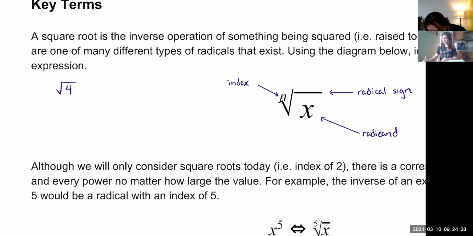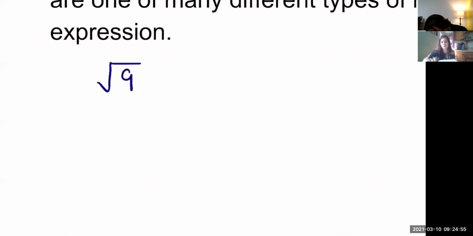Actually, let's not do 4, because sometimes people think radicals are the same as division because of 4. Let's do the square root of 9. The square root of 9, we know, hopefully, is 3, because 3 squared is what makes 9. Now, for our purposes, this is how we've seen it so far, and it's usually the way it's expressed on our calculator, but this is the same as saying it is a radical with an index of 2 of 9.